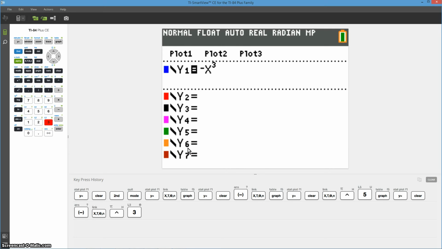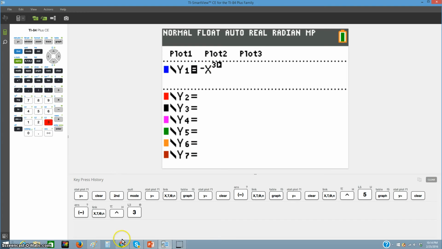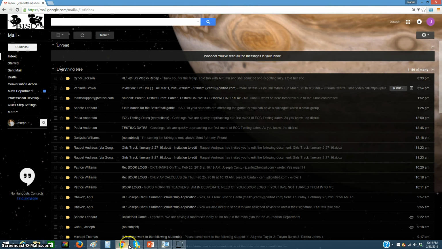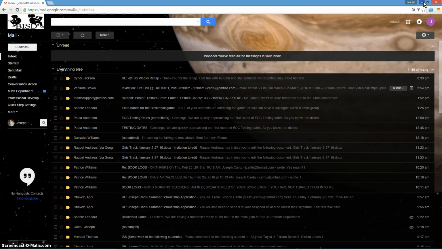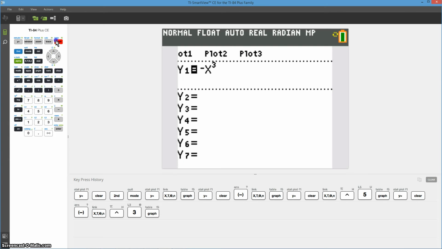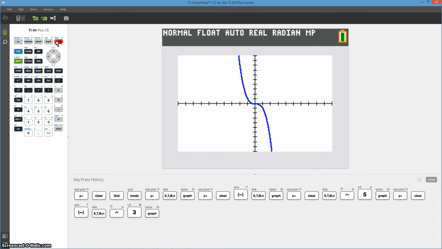Okay, now I'm going to type in a different one, negative x cubed. Realize that the n, or the exponent, is still odd, but this time the a, the coefficient, is negative. And according to that second rule that we have, it states that it's going to be in quadrants 2 and 4. So let's see if that is true. Yes, it does seem like it's going to be true.